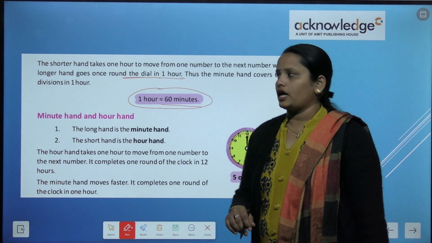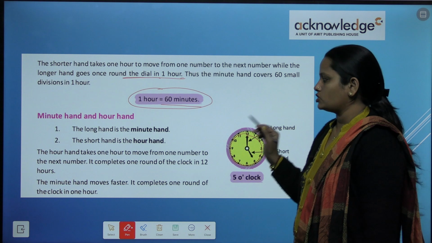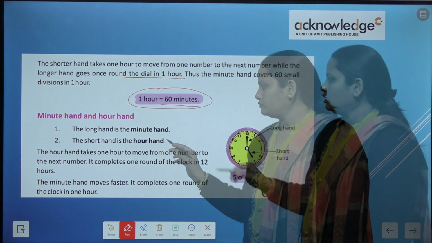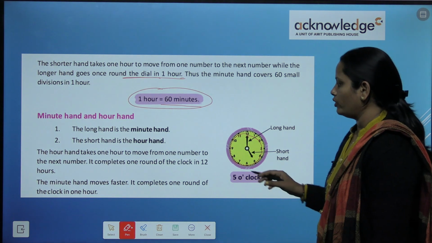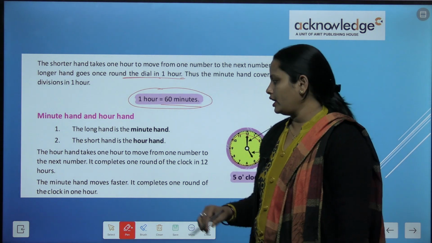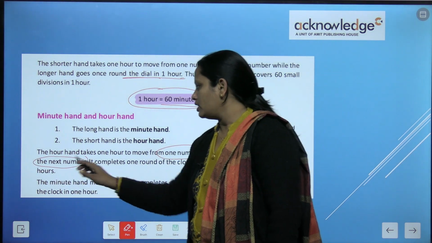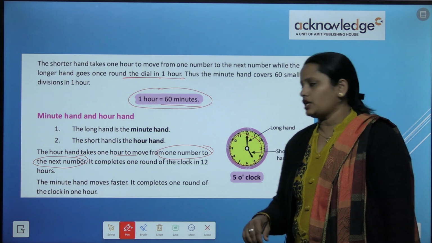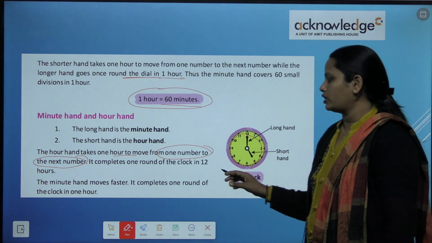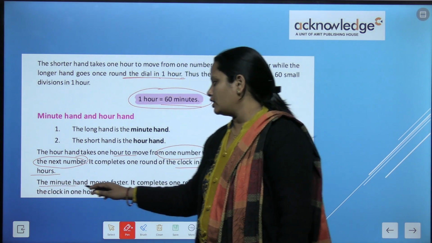Minute hand and hour hand. The long hand is the minute hand, the short hand is the hour hand. The hour hand takes 1 hour to move from one number to the next number. आवर हैंड क्या करता है, एक नंबर से दूसरे नंबर तक जाने में, it takes 1 hour. It completes 1 round of the clock in 12 hours. वो 1 राउंड को 12 hours में कंप्लीट करता है.